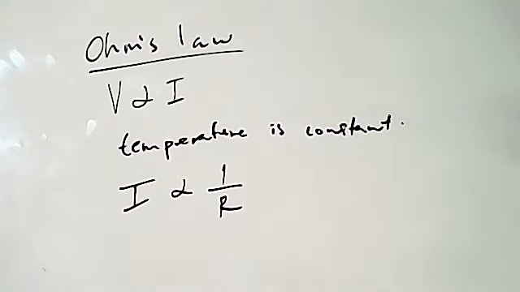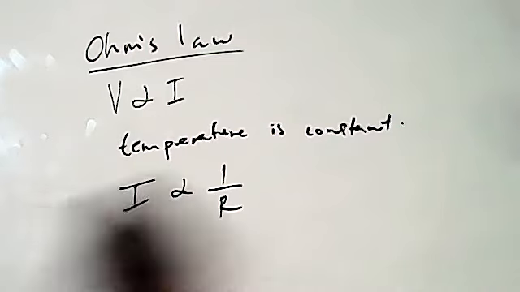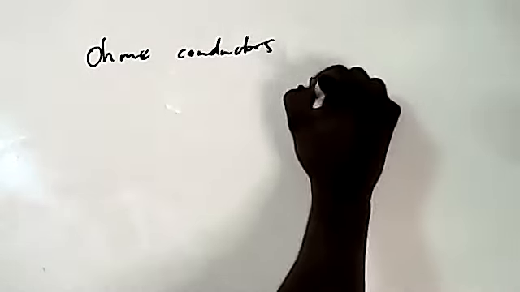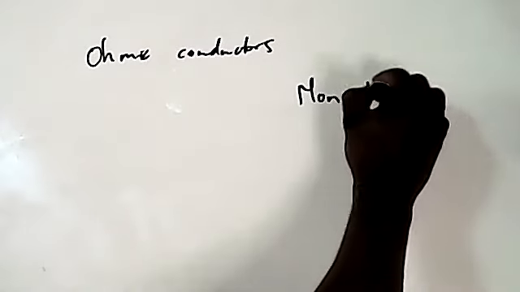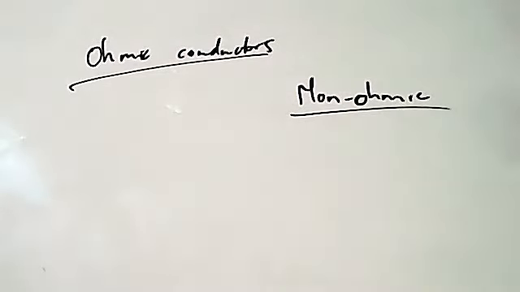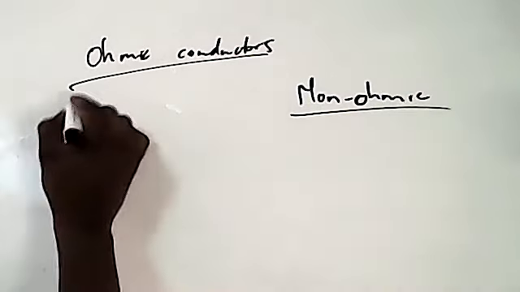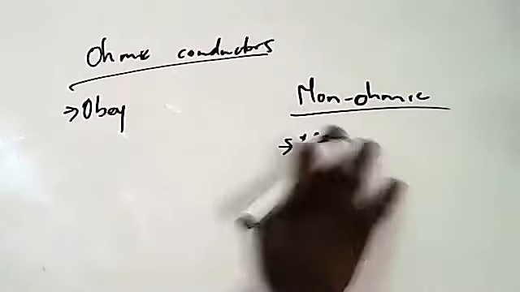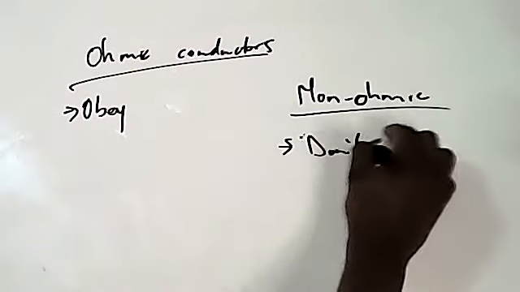So that is what the example is, okay, let me do this. Maybe it will make sense. We have what we call ohmic and non-ohmic conductors. The ohmic conductors are the ones that follow Ohm's law, and the non-ohmic are the ones that do not follow Ohm's law. The ohmic conductors obey Ohm's law, regardless. They obey. These ones, they do not. They don't obey Ohm's law.